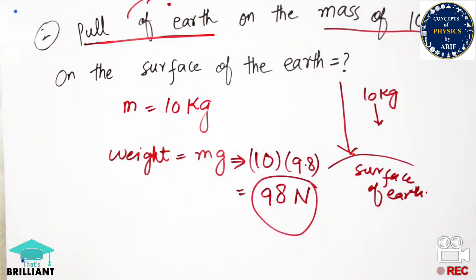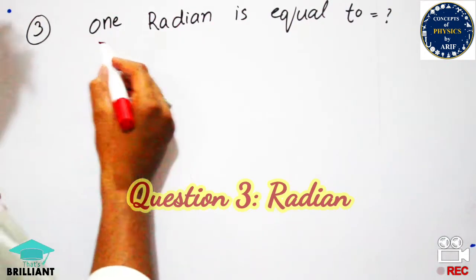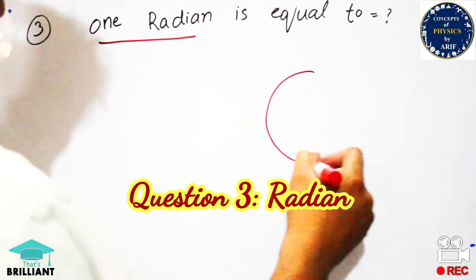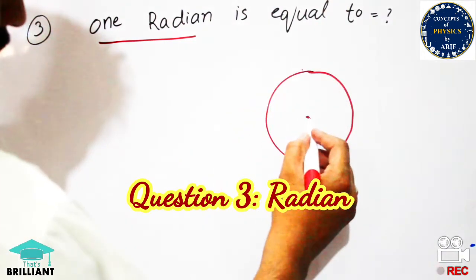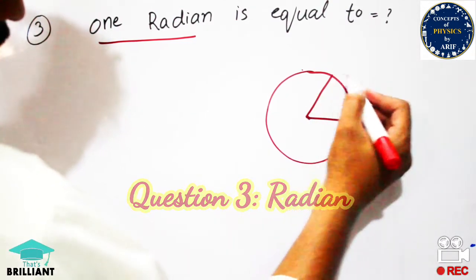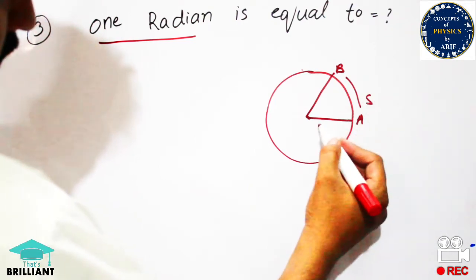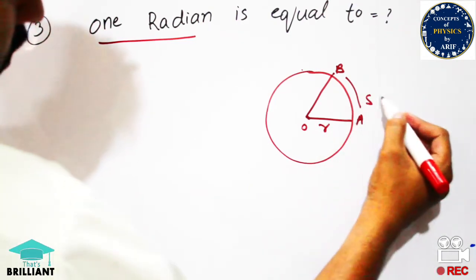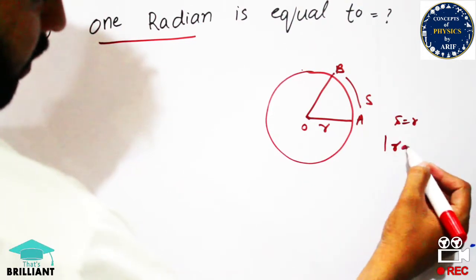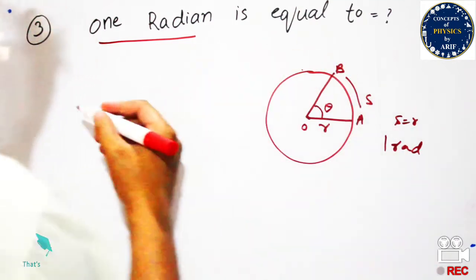Next question is: 1 radian is equal to what? We need to calculate the value of 1 radian. First of all, we must know the definition of 1 radian. 1 radian is the angle subtended at the center of the circle, whose arc length AB is equal to the radius of the circle. So this r and this arc length should be equal, then the angle between these two points A and B is known as 1 radian. This is the definition of 1 radian.